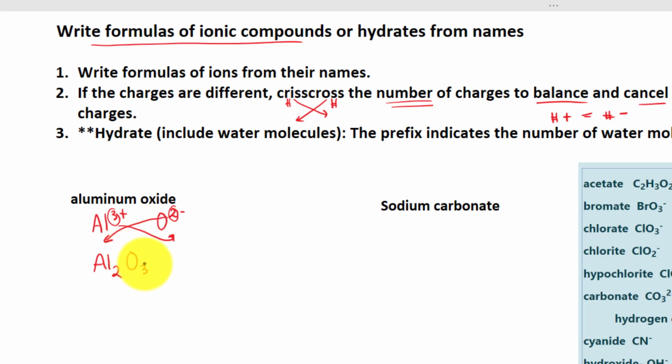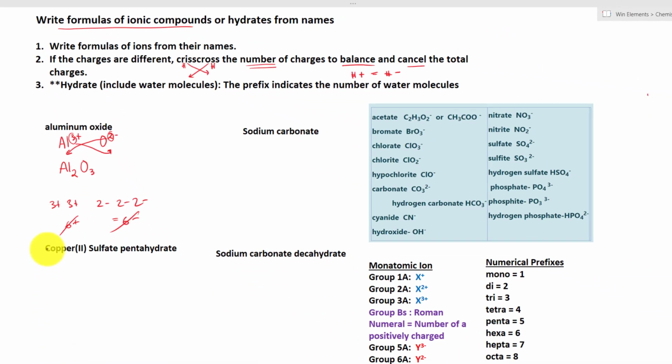Isn't that easy? So to illustrate, each aluminum has 3 plus. If there are 2 of them, we have 2 times 3 plus. And for oxygen, each one is 2 minus. So 2 minus, 2 minus, 2 minus gives us a total of what? 6 minus. Over here, we have a total of 6 plus, and that cancels out. Isn't that nice? And so this strategy works for every single ionic compound.